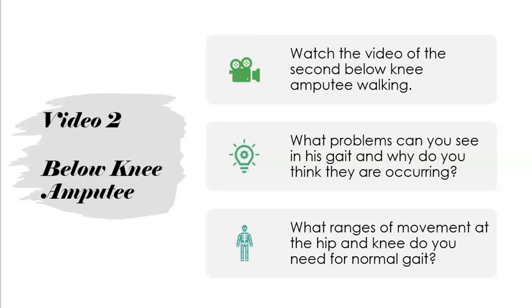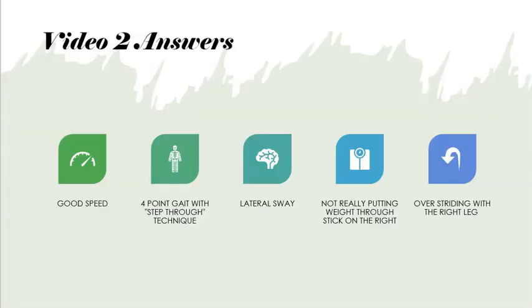Okay, hopefully you've watched video 2 of the below knee amputee walking, and these are the answers that we're doing there. So he's a lot faster than the female in case study 1. He's got a good step through technique, i.e. the feet are passing each other each time rather than stepping to.